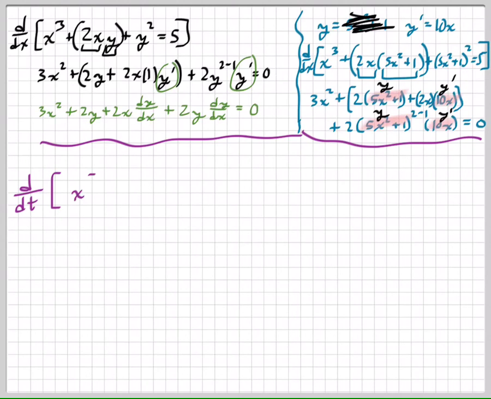So we have x to the third plus 2xy plus y squared equals 5. Now remember earlier how I said we have to treat y like it's a function of x? Now we have to treat x like it's a function of t, and we have to treat y like it's a function of t. So that means we're going to be getting an x prime also. But I'm not going to write x prime. I'm going to write it the Leibniz way, which would be dx over dt. So let's get started.